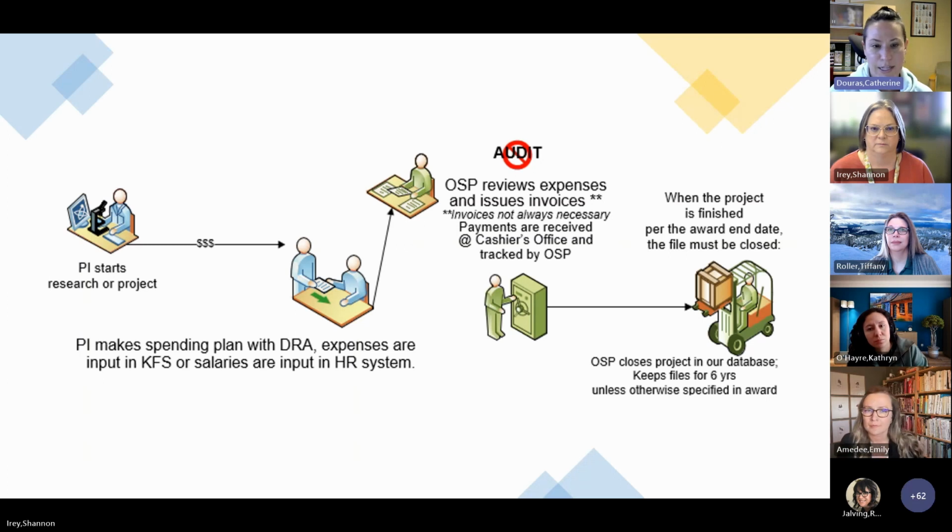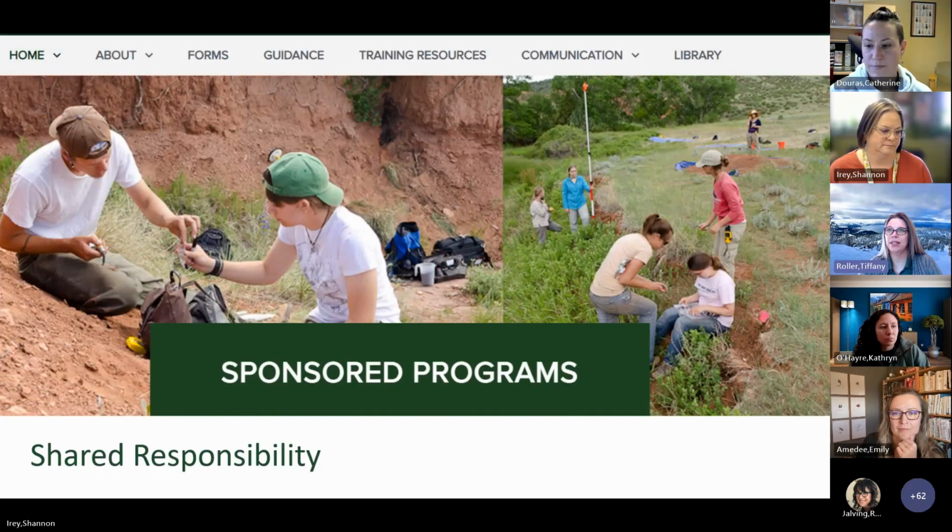programmatic management kicks in, and occasionally it even starts before the PI starts their work. If an agreement for some reason comes in not as expected, the start date or the amount or something is wrong, sometimes OSP and the departments and the PI are working in concert before work has even started to make sure that we're fixing the award. So that's helpful for this. And as Catherine mentioned, we work in concert with all of our departments and units and PIs.